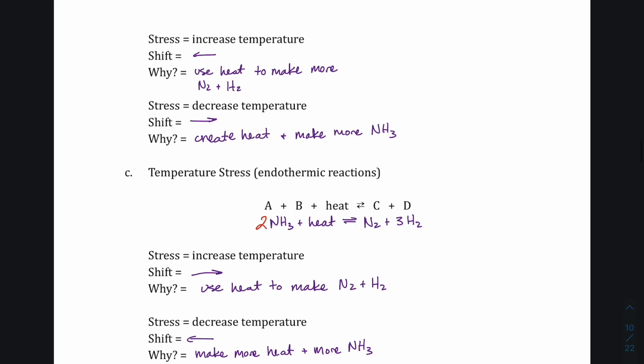Same thing, decreasing temperature, we are still going to make more ammonia, but now we would call this a shift to the left, not a shift to the right, because ammonia is on the left-hand side instead of the right-hand side.